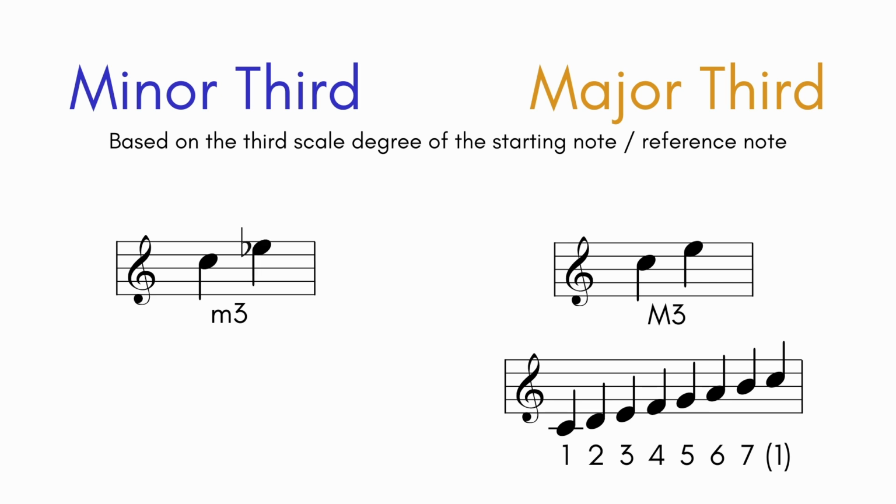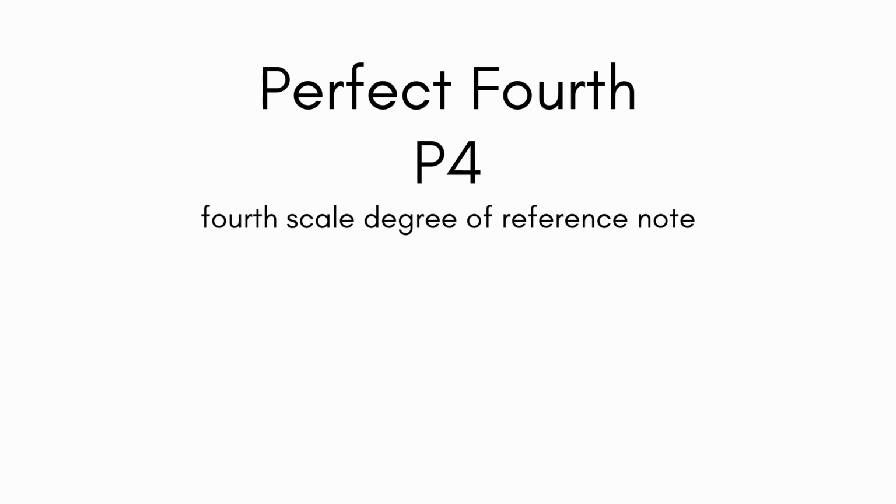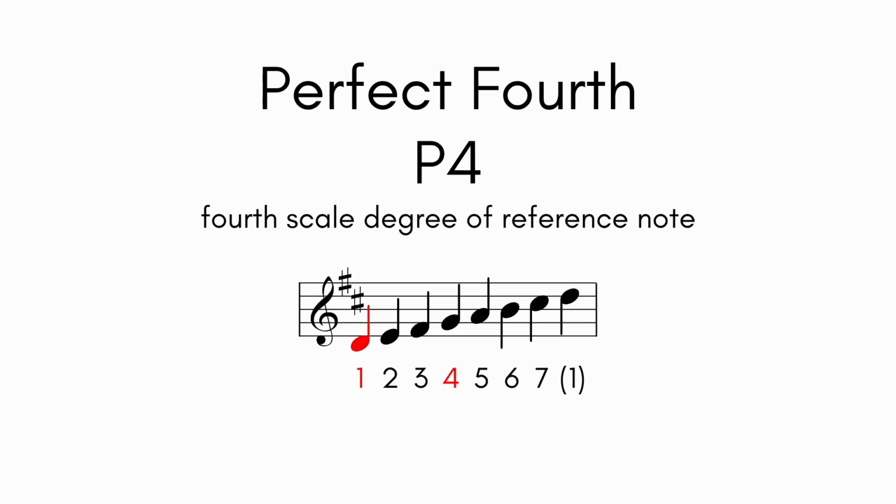I already talked about the perfect fourth in a previous video, but I will review it here. The fourth is considered to be one of the most consonant-sounding intervals in Western music, and unlike any of the other intervals, has no minor or major versions. A perfect fourth is the fourth scale degree of the starting note, so a perfect fourth up from D is G.